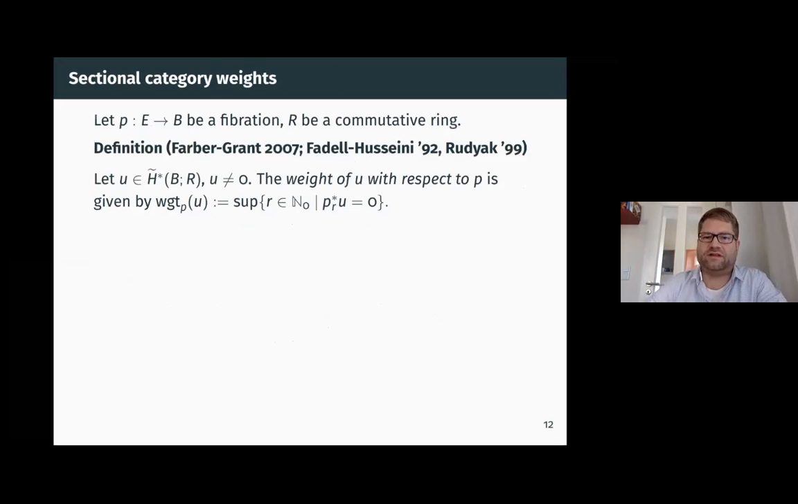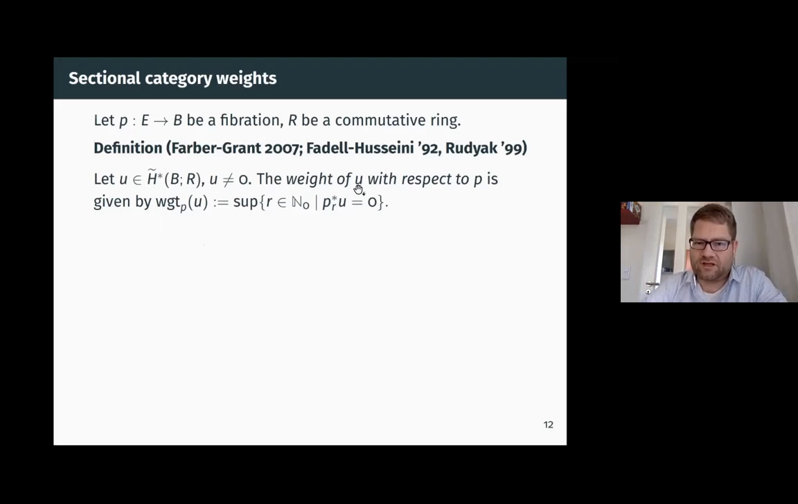Using this, we can now define cohomology weights with respect to a fibration and a coefficient ring. This was first done for the Lusternik-Schnirelmann category by Fadell and Husseini in 1992, and then improved and extended by Rudyak in 1999, who slightly varied the construction so that it had better topological behavior, so to say. And then the general case for sectional category, for arbitrary fibrations, was carried out by Farber and Grant in 2007.